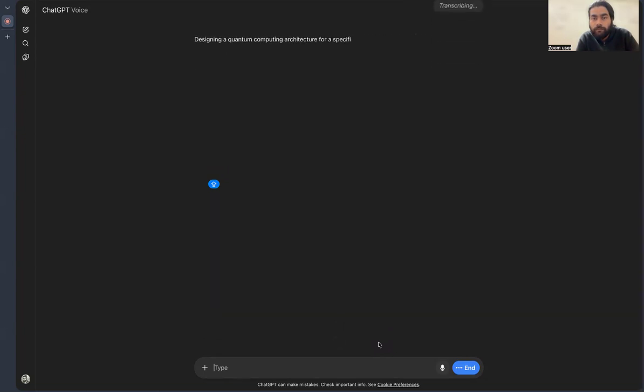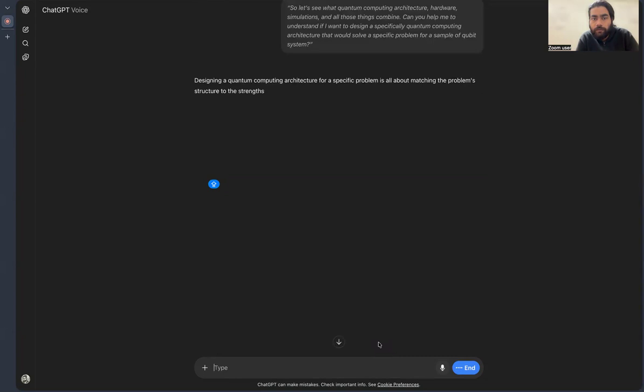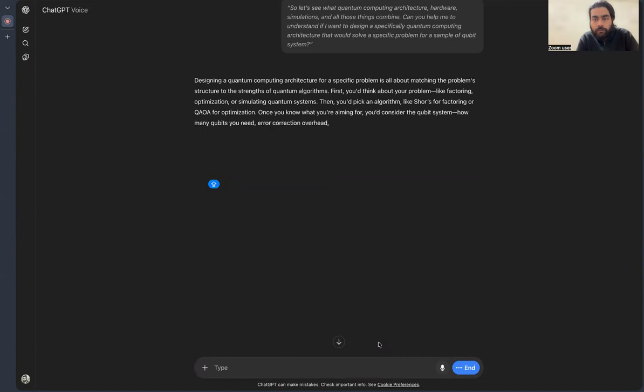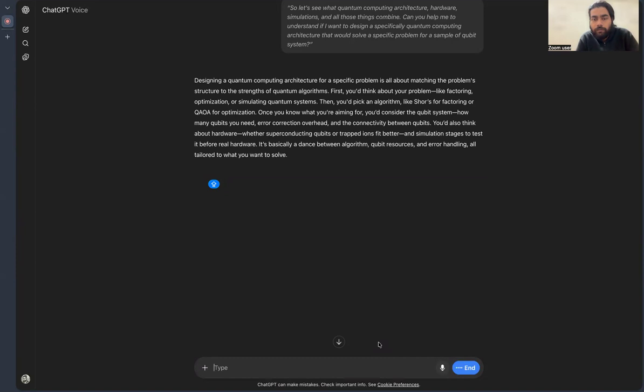Designing a quantum computing architecture for a specific problem is all about matching the problem's structure to the strengths of quantum algorithms. First, you'd think about your problem, like factoring, optimization, or simulating quantum systems. Then you pick an algorithm, like Shor's for factoring or QAOA for optimization. Once you know what you're aiming for, you'd consider the qubit system: how many qubits you need, error correction overhead, and the connectivity between qubits. You'd also think about hardware, whether superconducting qubits or trapped ions fit better, and simulation stages to test it before real hardware. It's basically a dance between algorithm, qubit resources, and error handling, all tailored to what you want to solve.